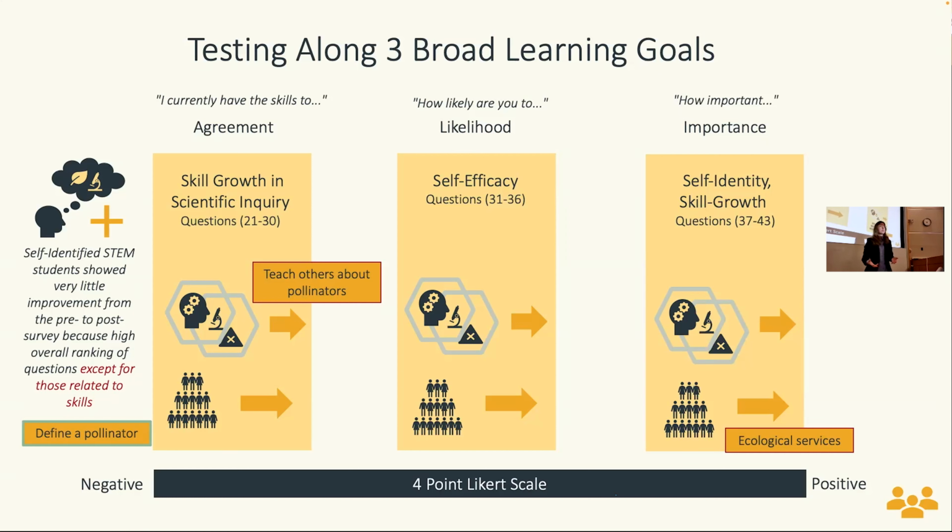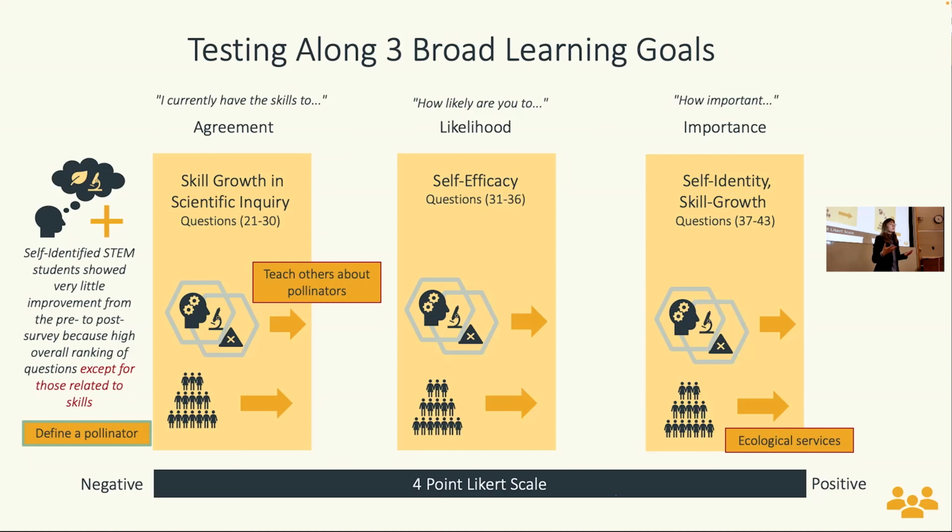And what we found is that for overall students, we had a positive response. So it's a 4-point Likert scale, 1 being a negative response, 4 being a positive response. And for overall students across these 3 broad question groups or learning goals, we found a shift to a more positive response. We then broke the respondents down into self-identified STEM and self-identified non-STEM because we thought that was really important.